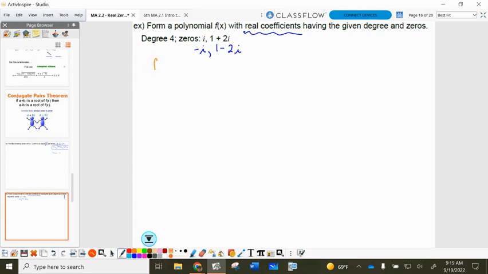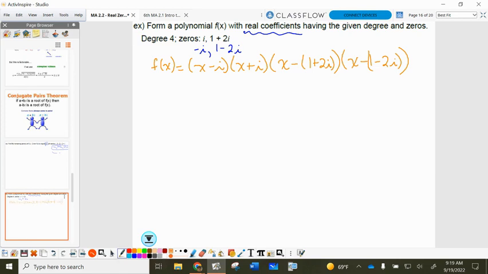Okay, that means my function looks like x minus i. x minus negative i would be x plus i. x minus (1 plus 2i), and notice that I put that in parentheses. We're still subtracting the entire root, and so we're going to have to distribute that negative to both parts. And then x minus (1 minus 2i), again in parentheses. Okay, now that is a polynomial, but it doesn't have real coefficients.